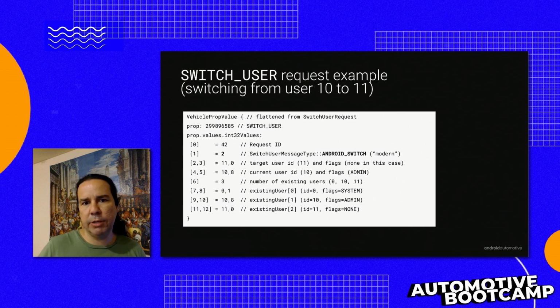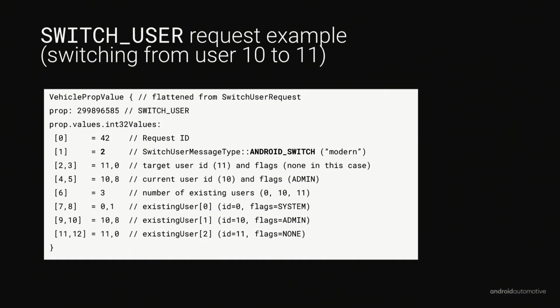And then we also tell the information about the current state of the user. So we're going to tell what is the current user and the list of existing users. In this case, for example, I had 3 users, and the current user is user 10. So I'm going to send that information about user 10 first, then the number of existing users, and the pair of a user and flag for all these 3 users.